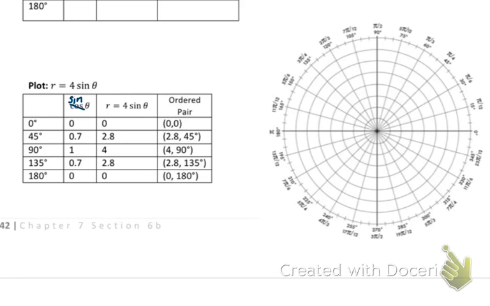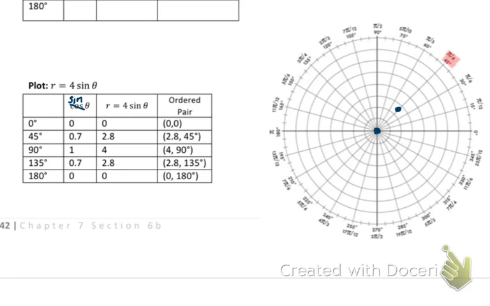So I'm going to plot that first point, which is 0 degrees, which is just the pole or origin. My next one is 2.8, 45 degrees. So at 45 degrees, I go 1 to 2.8. So that guy's right there. And we'll note that that's at 45 degrees. And it's positive, so I'd go in that direction. If it happened to be negative 2.8, I would still be on the 45 degree line. I would just go negative 2.8 instead. But this one's positive.